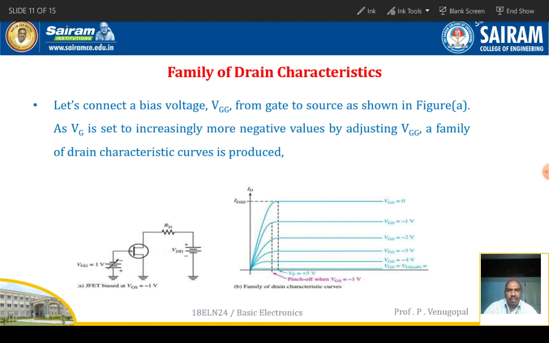and for each value of VGS, you are observing the pinch off voltage. Pinch off voltage you already studied. It is the voltage at which the current becomes constant. That voltage is called the pinch off voltage. So this is a family of the drain characteristic curves.